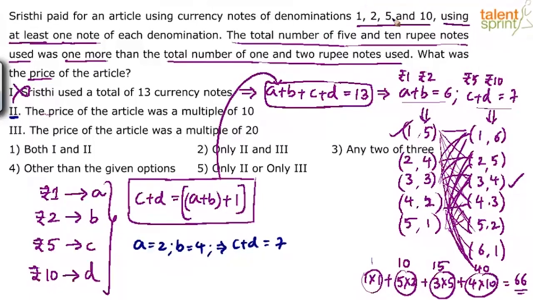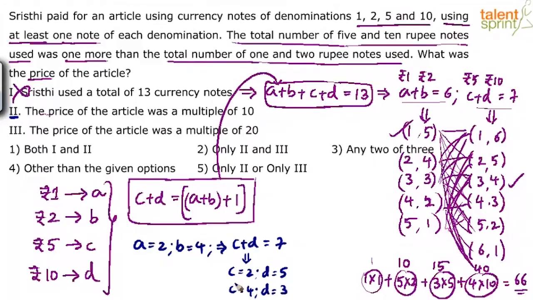The whole idea is to make sure that 1, 2 and 5 are used in such a way that we get a sum of 10 or a multiple of 10. So this is one case. Now C plus D equals 7, there are multiple ways of doing it. I can say C equals 2 and D equals 5, or I can take C equals 4 and D equals 3.